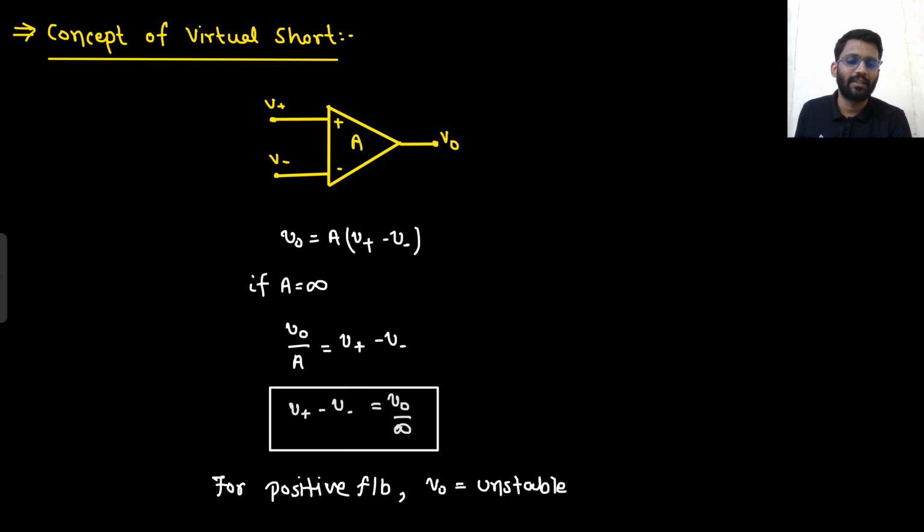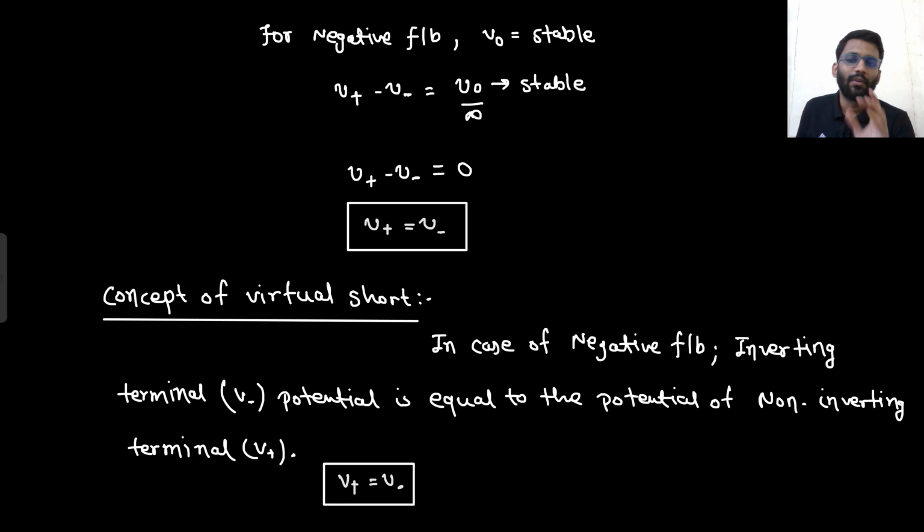When we studied the concept of virtual short, what happens? Both nodes are equal, V positive node equals V negative node, but only when your output is stable, that is, only in negative feedback. So for negative feedback, the concept of virtual short is valid, but for positive feedback, the concept of virtual short is not valid.